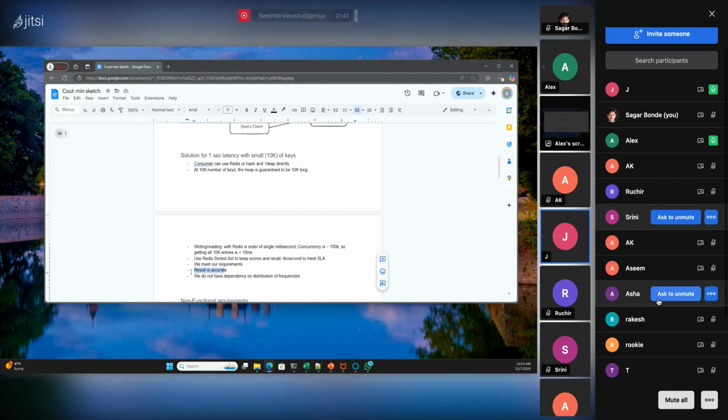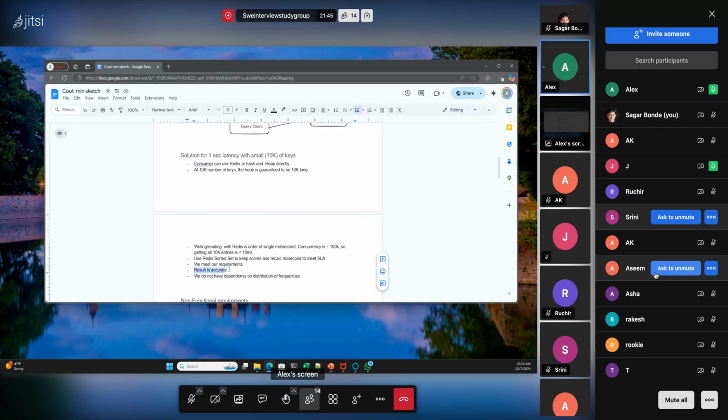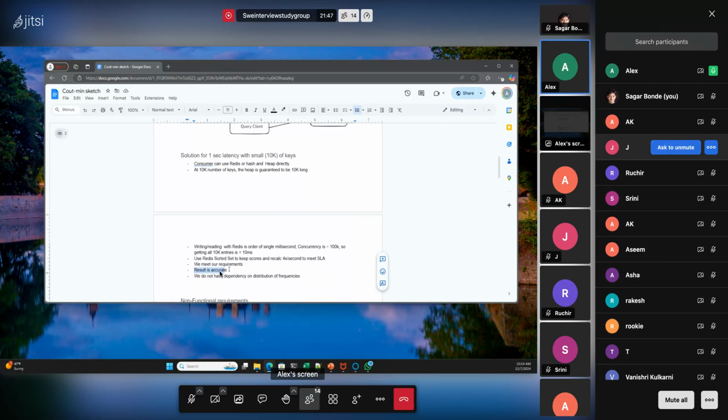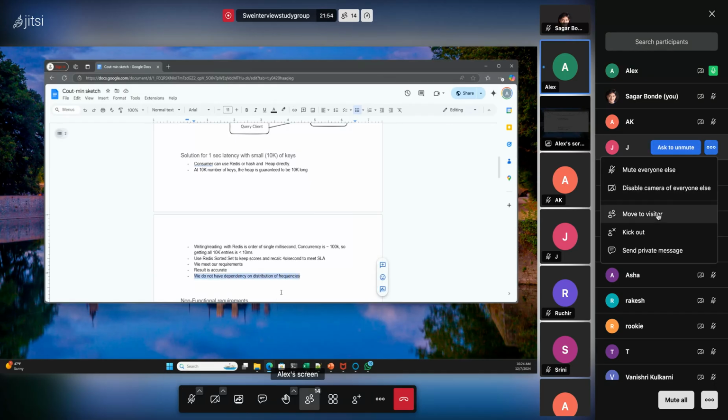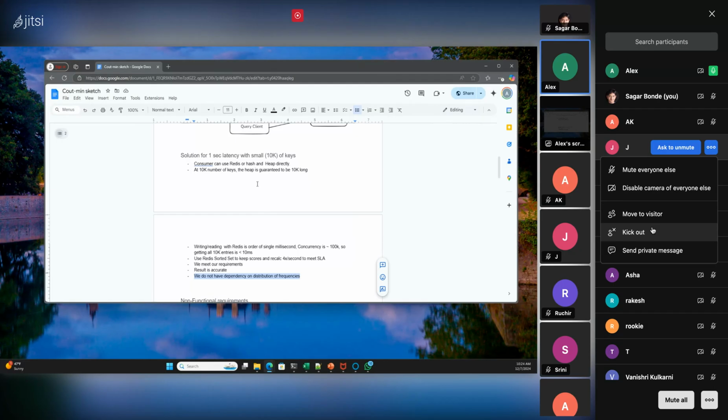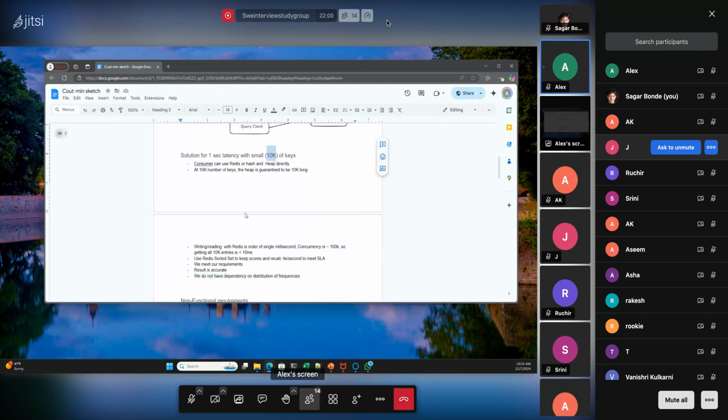The result that we get is an accurate result. It's precise. And the other thing I wanted to highlight here, this solution does not depend on anything about the dataset besides the number of distinct keys.